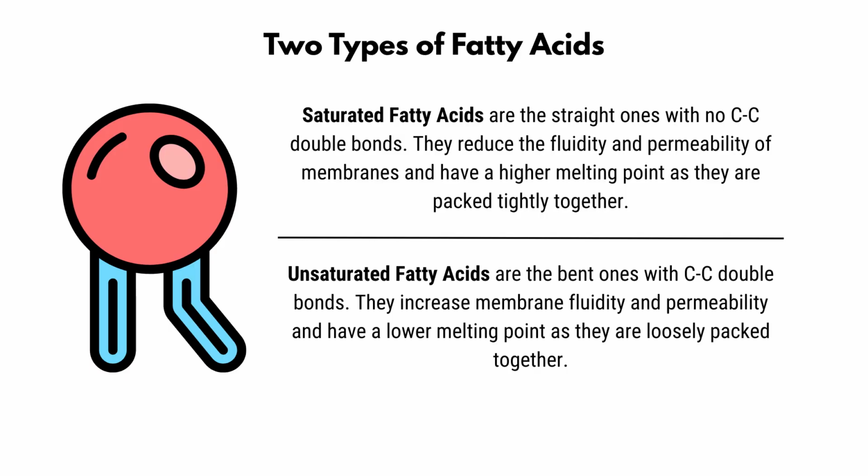Now, breaking down the fatty acids further, there are two different types of fatty acids, one being the saturated and the other being unsaturated. The saturated fatty acids are the straight ones with no carbon-to-carbon double bonds, and they reduce the fluidity and permeability of the membranes, and they also have a higher melting point than the unsaturated, as they are more packed tightly together. On the contrary, we have the unsaturated, which is the bent ones with C=C double bonds. They're the ones that increase membrane fluidity and permeability, and in contrast to the saturated, they have a lower melting point as they are more loosely packed together.